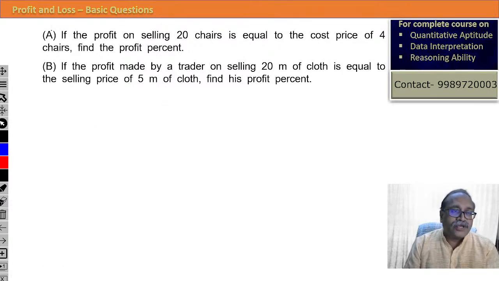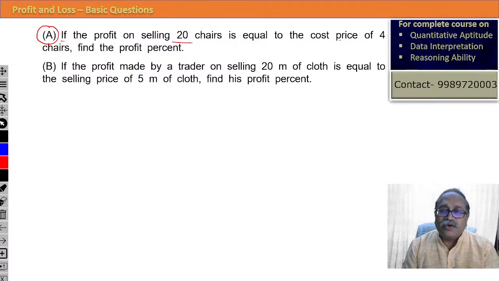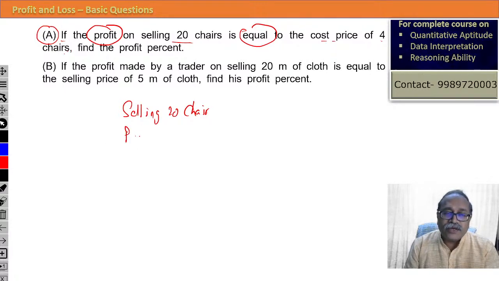चलिए क्वेश्चन ए बनाते हैं। इफ द प्रॉफिट ऑन सेलिंग 20 चेयर्स इज इक्वल टू कॉस्ट प्राइस ऑफ 4 चेयर्स। अब आप देखिए इस क्वेश्चन को क्या बोल रहा है। If the profit on selling, you are selling 20 chairs, and are you getting a profit or loss? You are getting profit, and that profit is equal to cost price of 4 chairs. So the profit is equal to cost price of 4 chairs, 4 chairs CP.